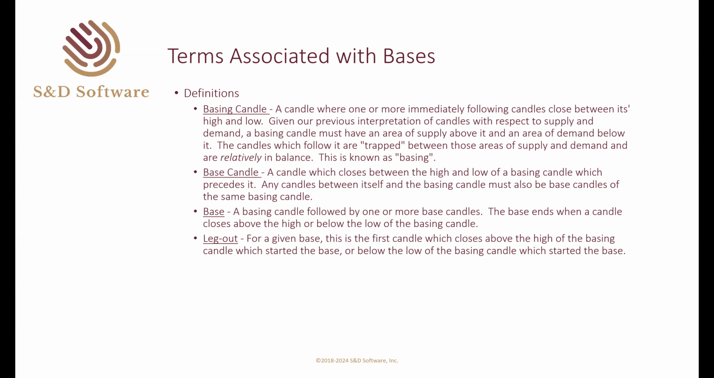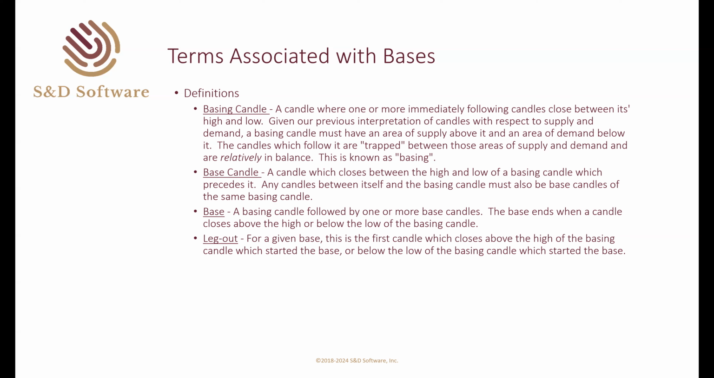Now, the first thing of interest is what we call a basing candle. And this is simply a candle where one or more candles that follow it close between its high and low. So they close within the range of the basing candle. Now, this means that there has to be an area of supply above the basing candle and an area of demand below it that's trapping price, forcing the candles that follow the basing candle to close within the range of the basing candle.